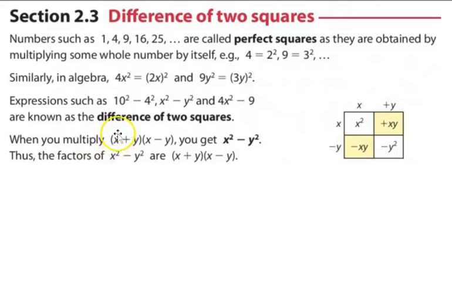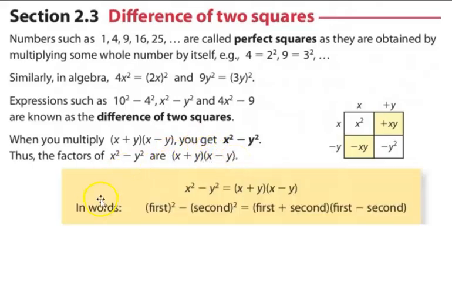When you multiply x plus y times x minus y, you get x squared minus y squared. Thus, the factors of x squared minus y squared are x plus y times x minus y. So in words, the first squared minus the second squared is equal to the first plus the second multiplied by the first minus the second.